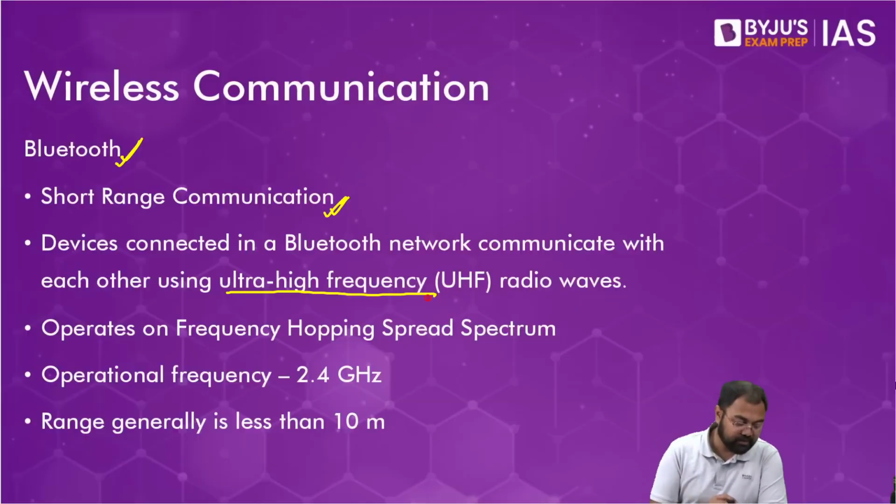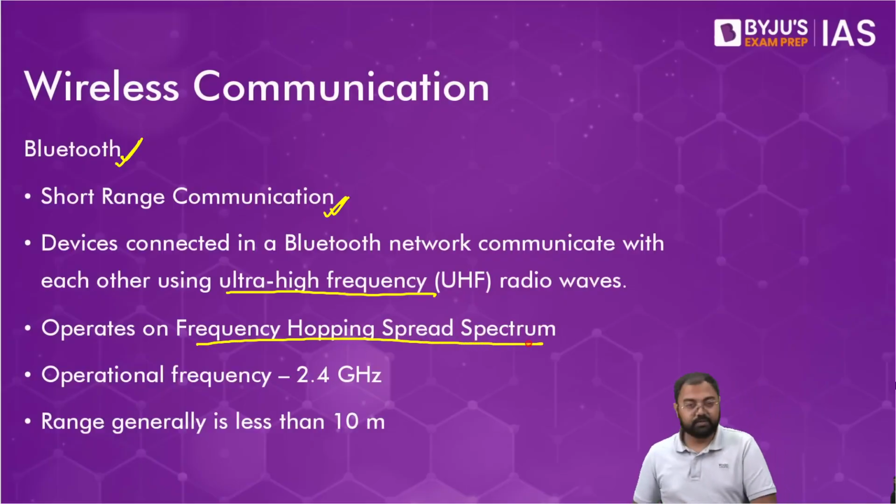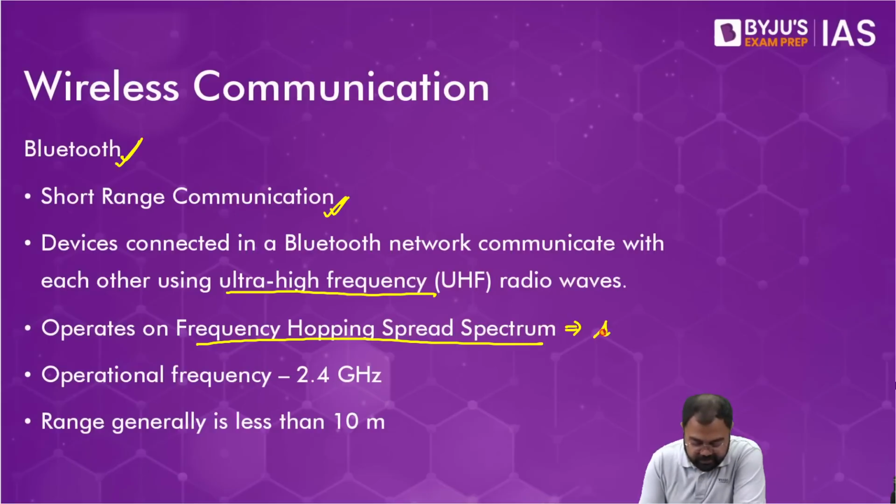Now in this particular scenario, when it comes to Bluetooth, we see that Bluetooth has short range and it operates on something called frequency hopping spread spectrum. Now, spread spectrum communication is very, very useful whenever you want secured communication. All right, because of this, it would be able to establish secured communication.